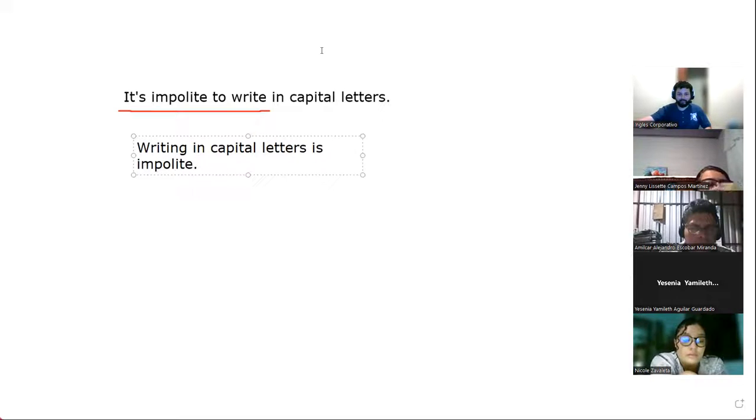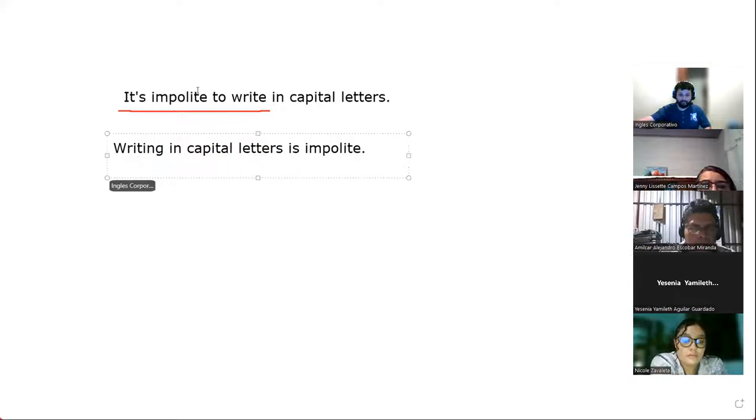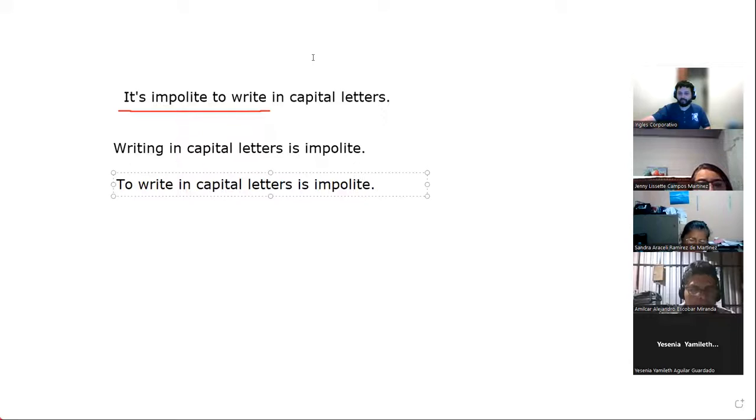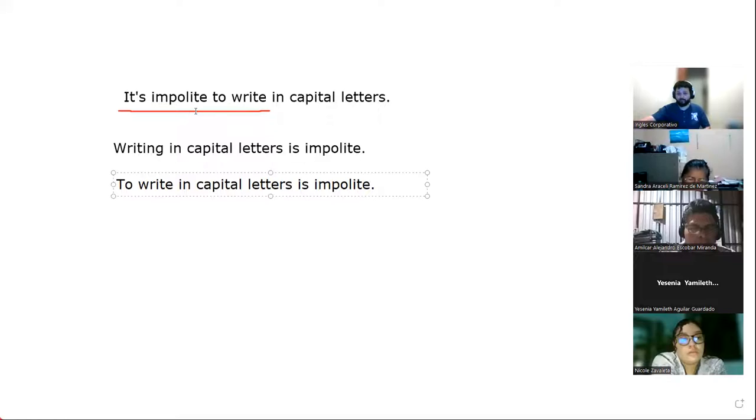All right. Fun fact, guys, is that we might as well do this. You can say "to write in capital letters is impolite," right? Could we do this too? Is this correct? Yes. That is correct too, right? So it's impolite to write in capital letters. We're using it as an infinitive that is working as the subject of the sentence, right? Now, writing in capital letters, this is a gerund, which is working as the subject. Okay, and this is working as the subject now, right?